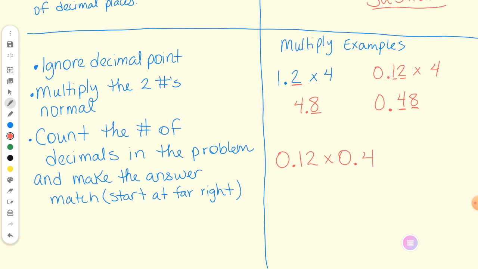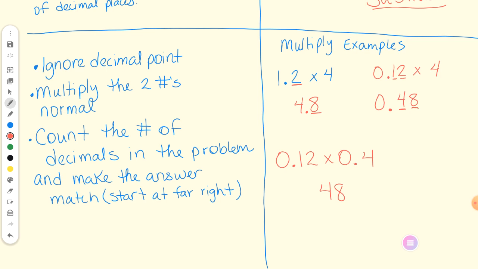0.12 times 0.4. Ignore the decimal points. Sadie, what numbers do you see? 12 times 4 is what, Sadie? 48. What do I do next? Haley?